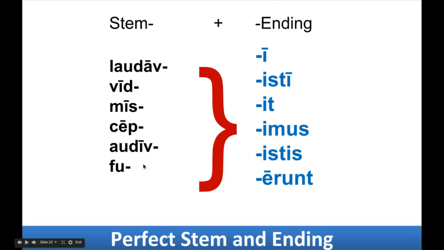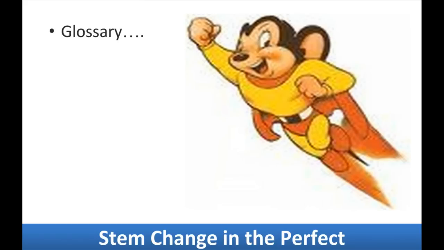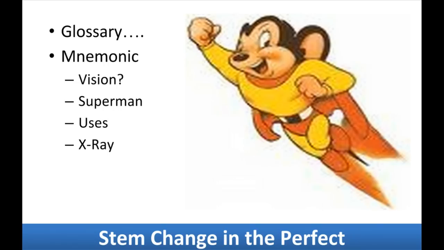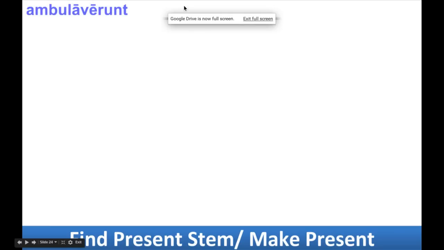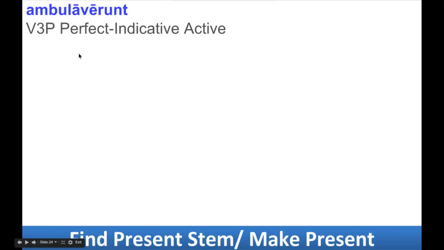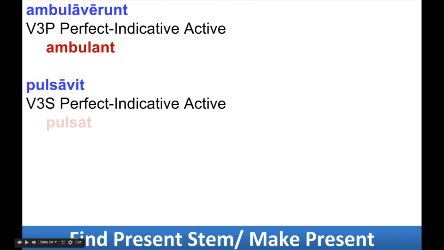Here are the stems. These are the conjugation verbs. Most verbs, 99% of the verbs in the perfect, will have a commonality of a mnemonic device called V-sucks, having a V, an S, a U, or an X at the stem, such as ambulaverunt. See the V? It's a perfect from ambulant. Pulsavit. See the V? It's a perfect from pulsat. Coxit. See the X. V sucks.